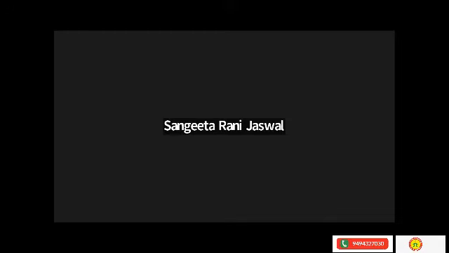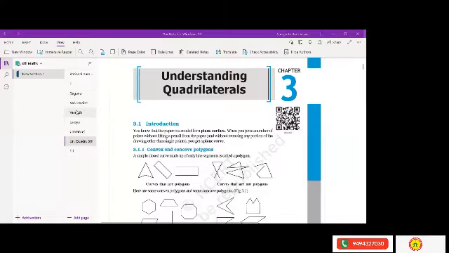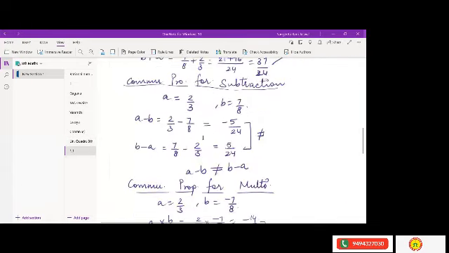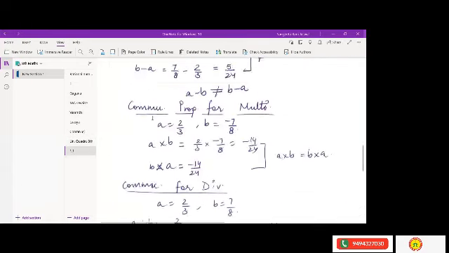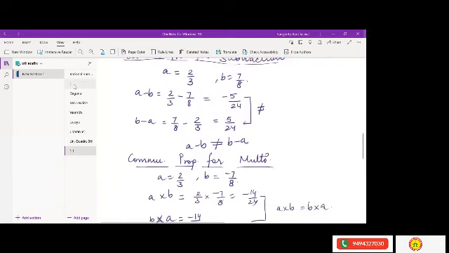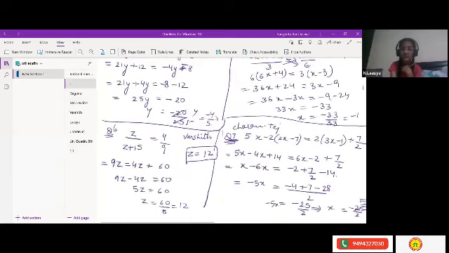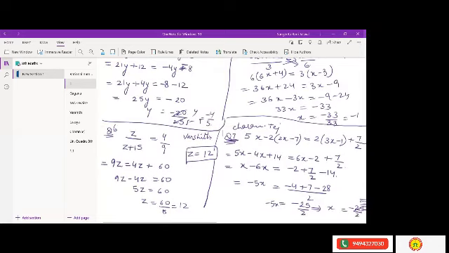Okay. So let's see what we were doing in the previous class. I'll share the screen. We had completed the chapter, is it? Yes, we had, ma'am. We had completed the chapter of rational numbers.